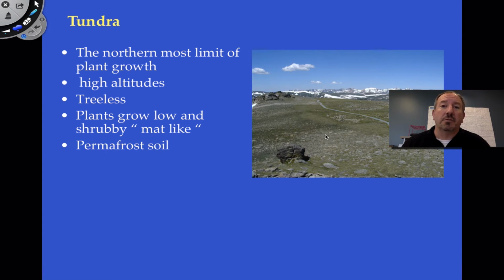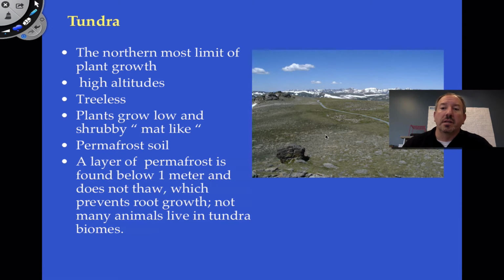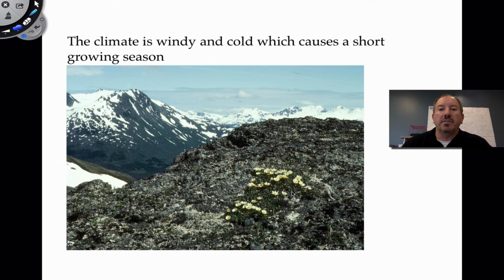And so the fact that the ground is permanently frozen, a couple of meters below the ground, means trees aren't going to be able to grow. This permafrost and the wind maintain the fact that it's a treeless biome. And in addition to that, it's really cold and windy, and you have alpine and you have Arctic tundra.